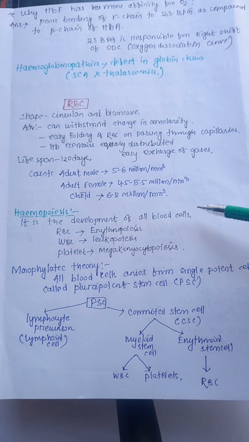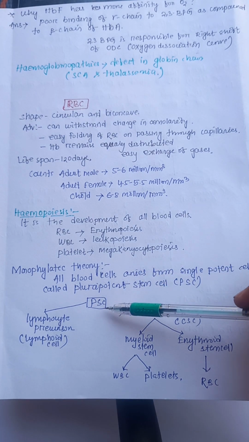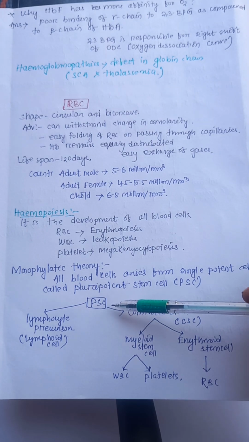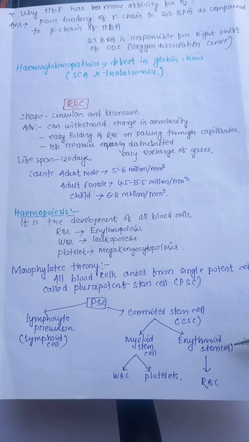And hemopoiesis is the development of all blood cells. For RBC it is erythropoiesis, for WBC it is leukopoiesis, and for platelets it is megakaryopoiesis. There are two theories which explain hematopoiesis. One is the monophyletic theory, which says all the blood cells come from one single pluripotent stem cell, whereas the polyphyletic theory says that the precursors of all the formed elements of blood come from different types of stem cells. But the most accepted theory is the monophyletic theory, where the pluripotent or hematopoietic stem cell is converted into lymphoid precursor cells and committed stem cells, which convert into myeloid stem cells and erythroid stem cells. Erythroid stem cells give rise to RBC, whereas myeloid stem cells give rise to WBC and platelets.